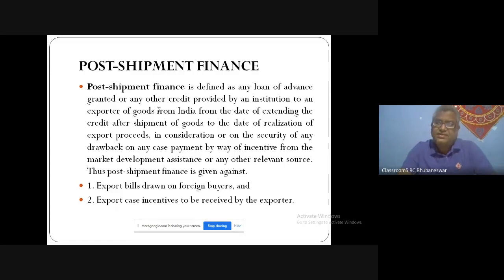For this reason, some bills are prepared, and that bill is called an export bill, or you may call it a bill drawn on the foreign buyer. Means we are requesting, please pay your amount, but one bill is prepared, and that bill is called an export bill, and we wait for another 15 days or 10 days. But I have already stated the days will be 90 days to 180 days, with another extension of 90 days. There are two methods. In my slide, you see export bill drawn on foreign buyers, and export cash incentives to be received by the exporters also.